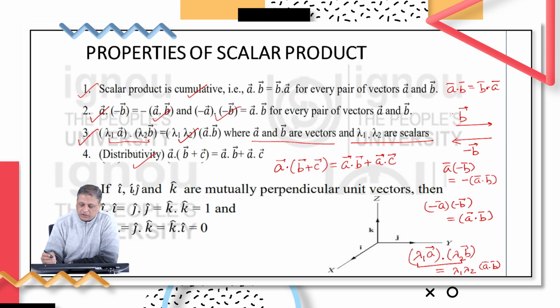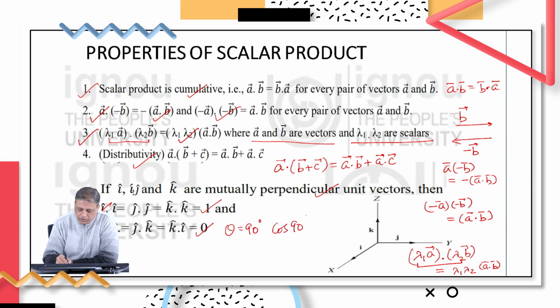So this is nothing but the distributive property, and we already learned that if i, j, k are the mutually perpendicular unit vectors, then we have two observations: i dot i is equal to j dot j is equal to k dot k is equal to 1, whereas i dot j, j dot k, or k dot i will turn out to be 0, because theta is equal to 90 degrees and cos 90 degrees is equal to 0.